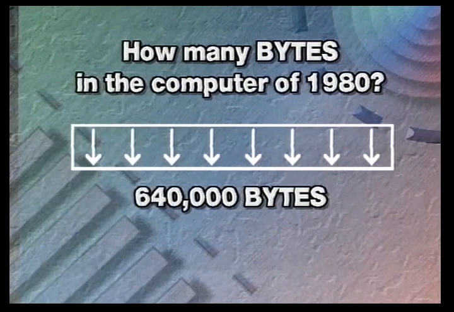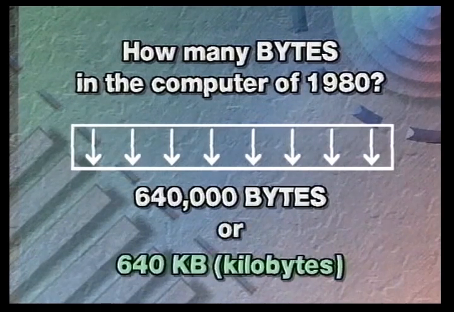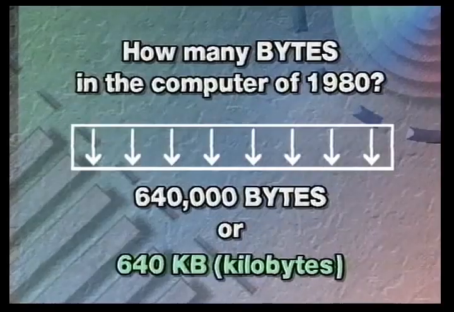640,000, which we don't write as 640,000, that's too big to write. So we write 640K, or KB if you want to say kilobytes. Because it's like kilometers, you know, a kilometer is 1,000 meters, or a kilogram is 1,000 grams. Well, a kilobyte is 1,000 bytes. So a 640 kilobyte computer means it had 640,000 panels in it.